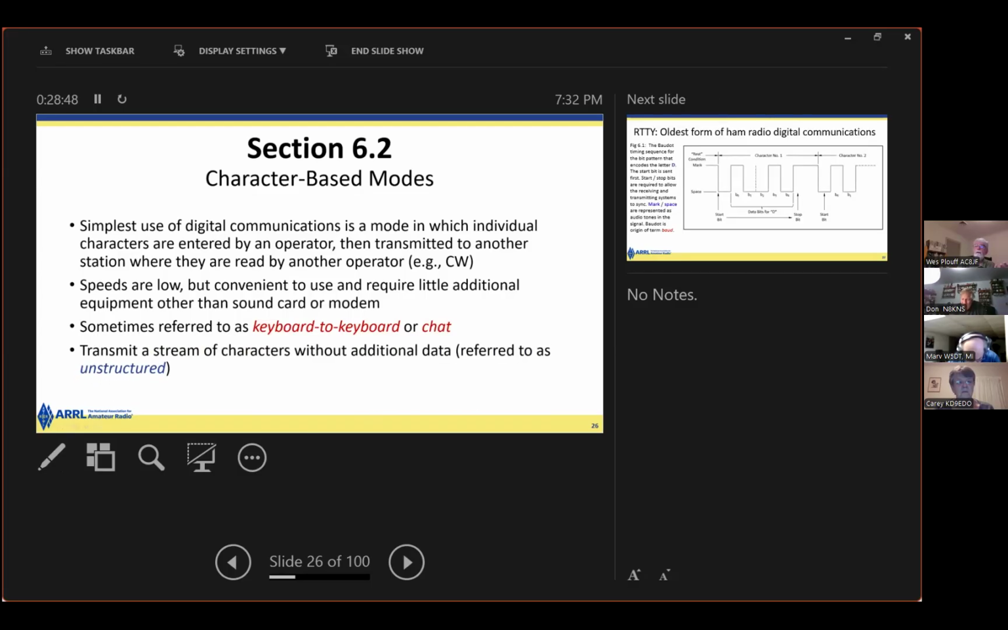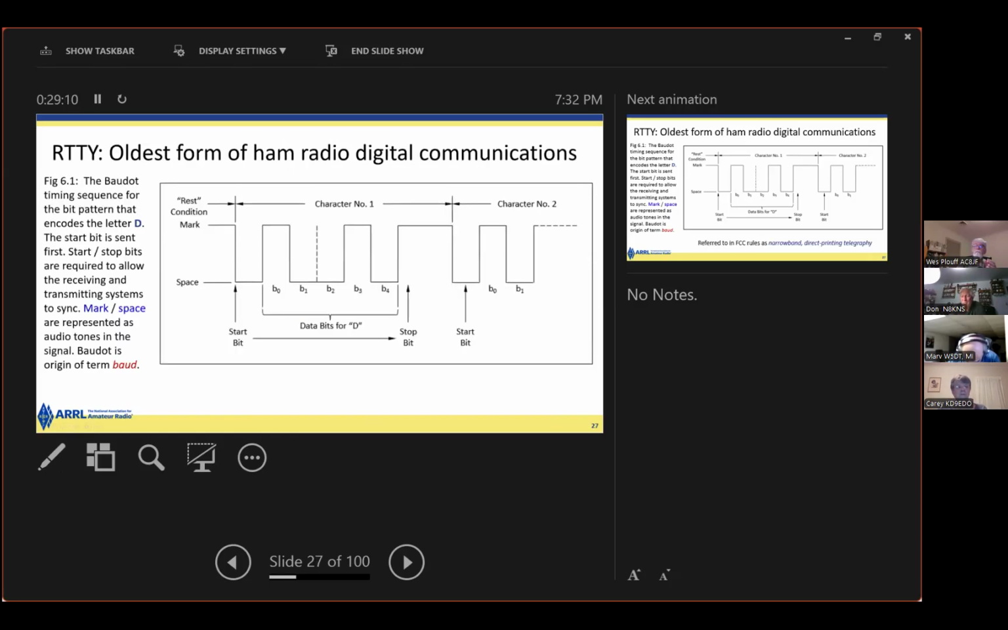And the data stream is unstructured. In other words, it's just the characters of your conversation and nothing else. And this will get important when I talk about packet modes, which does include a lot of structure and some other things around the data you're trying to transmit.